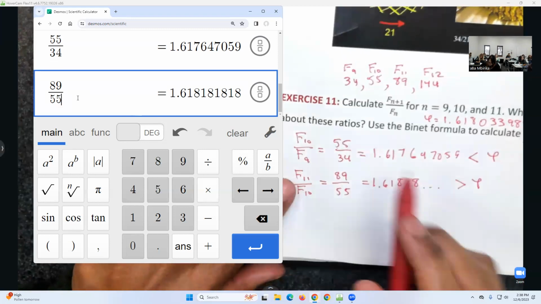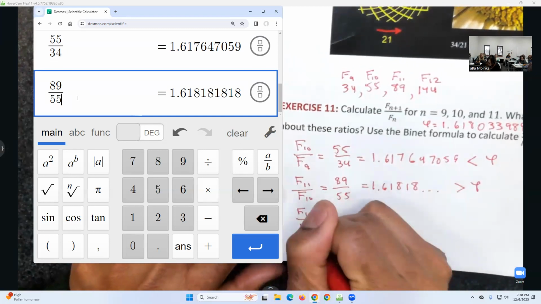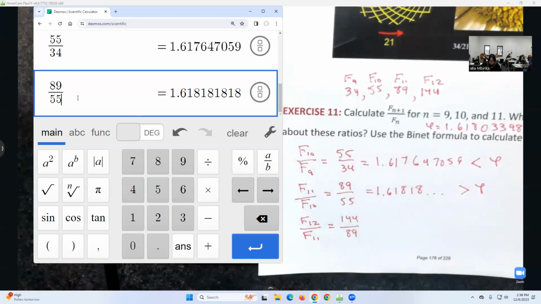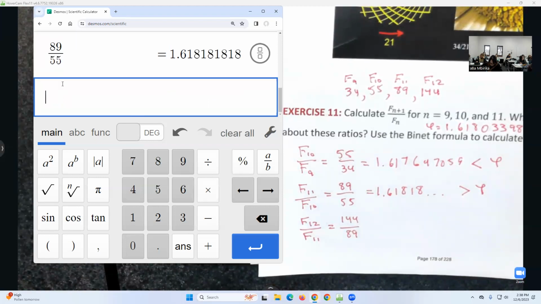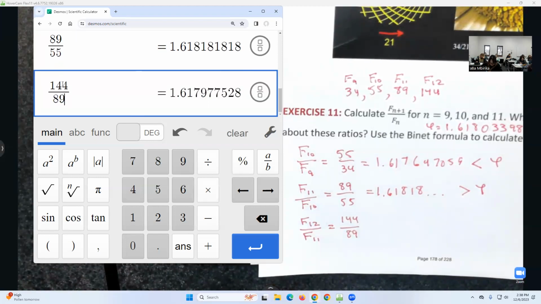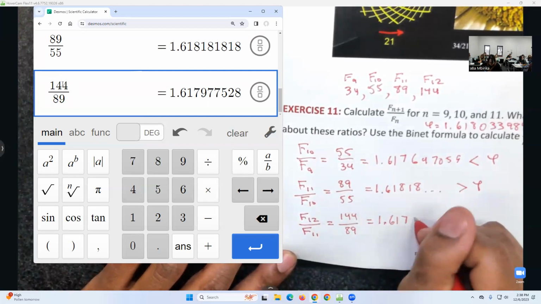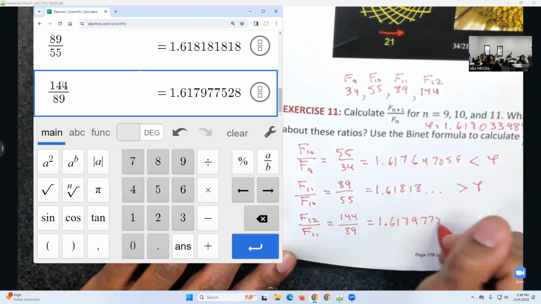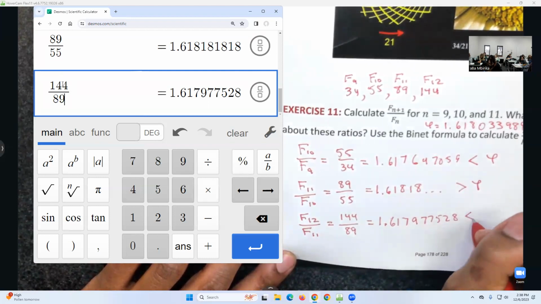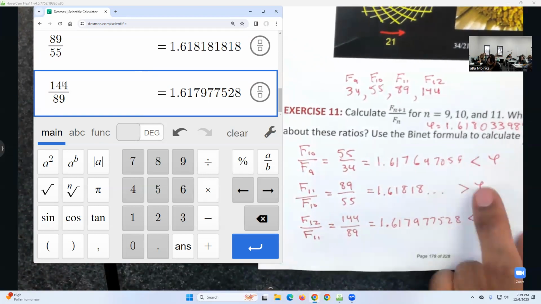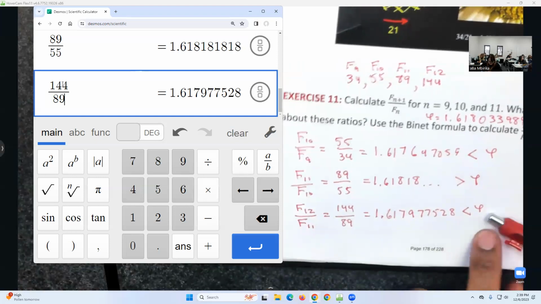So now let's do F12/F11. And this is 144/89. Again, hold on to your hats, because this is going to be groovy. 1.617977528. This is just a smidge smaller than the golden ratio. So as we do this, we're getting closer to the golden ratio, but we are flip-flopping. We're under it, over it, under it, over it, but getting closer and closer.